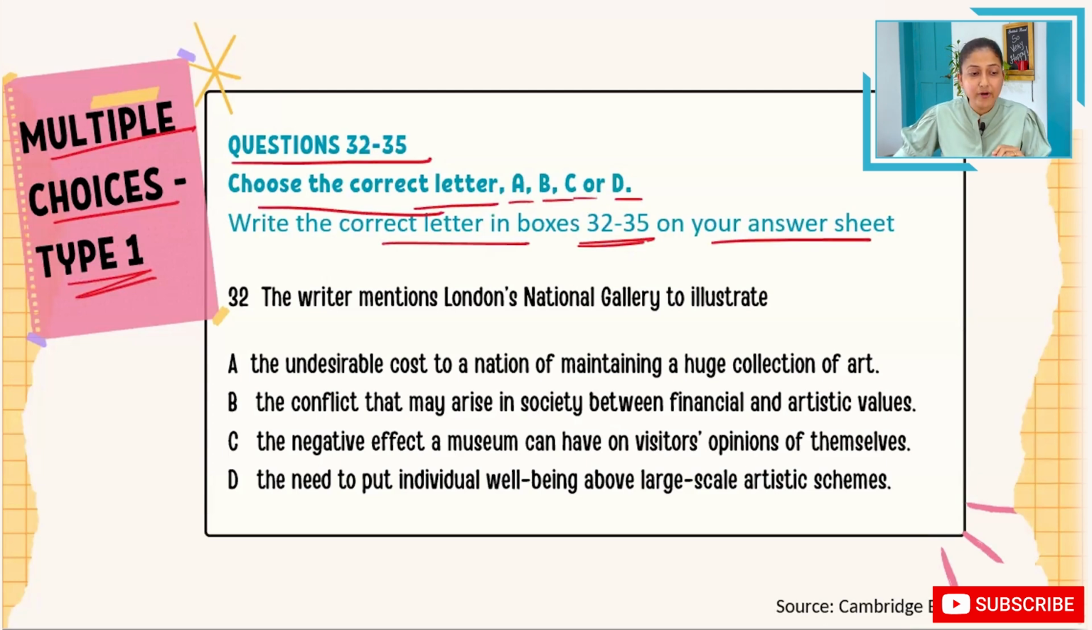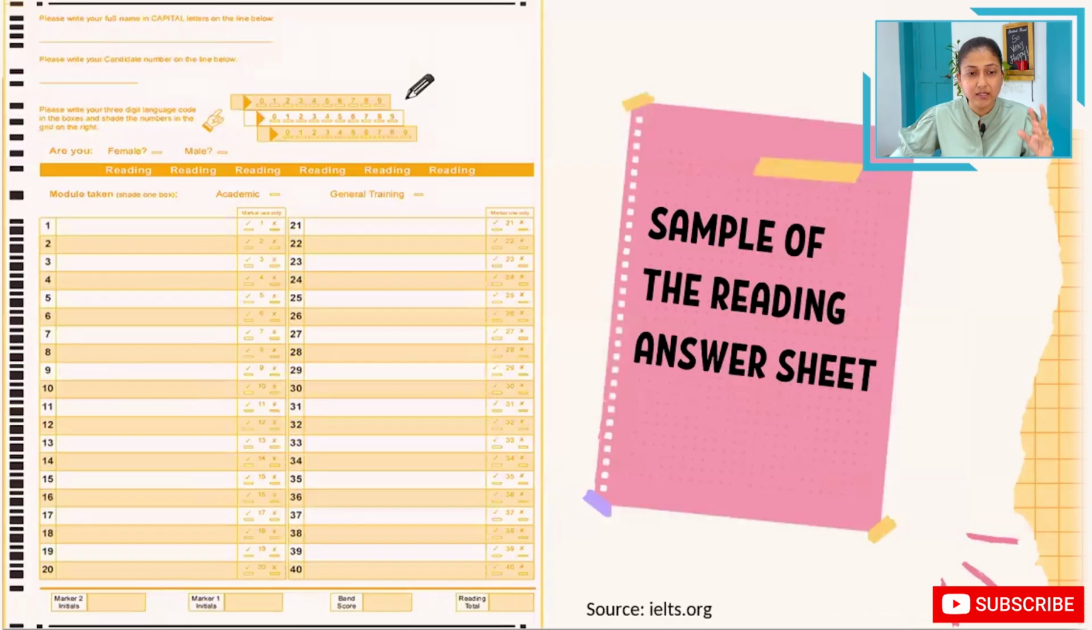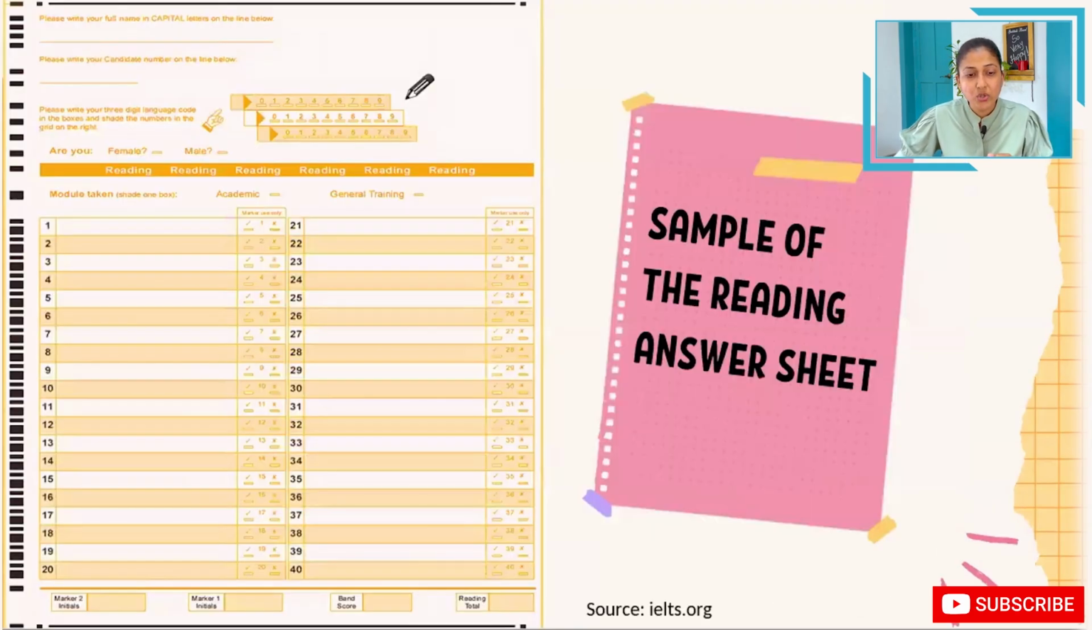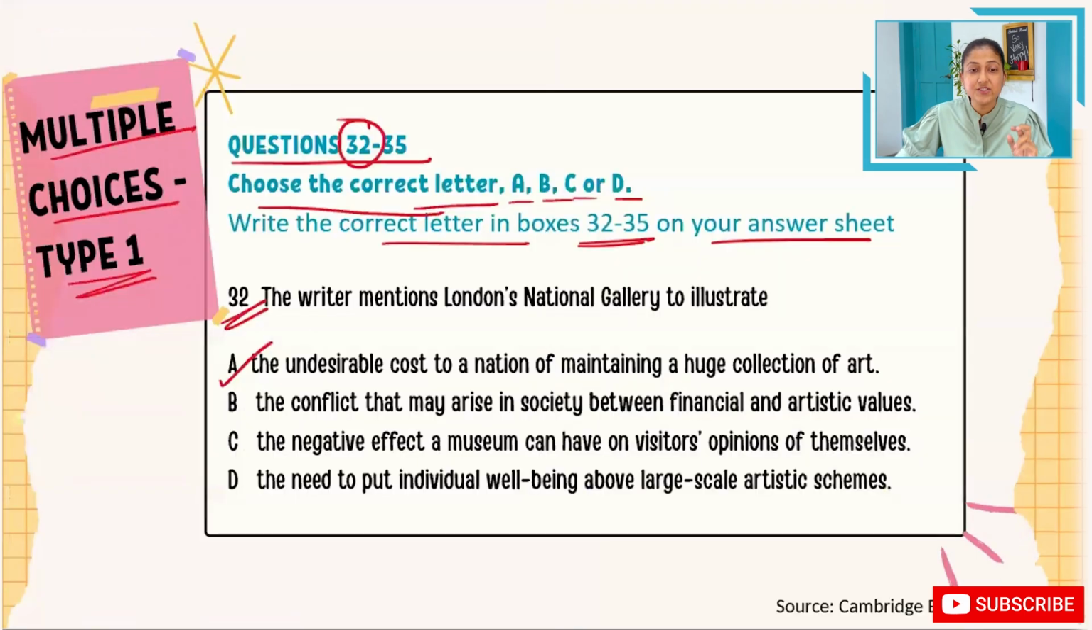Let's just look at a sample answer sheet also. So this was question number 32. Let's say the answer for 32 is A. Just an example. So the box number 32 is this one. You will write A over here. That's it. Your instructions are clear.